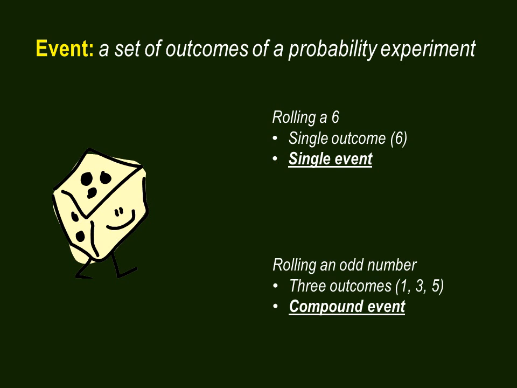On the other hand, if the gamekeeper says that you'll win a prize if you roll an odd number, then you have 3 desirable outcomes: 1, 3, and 5. As such, this is known as a compound event.